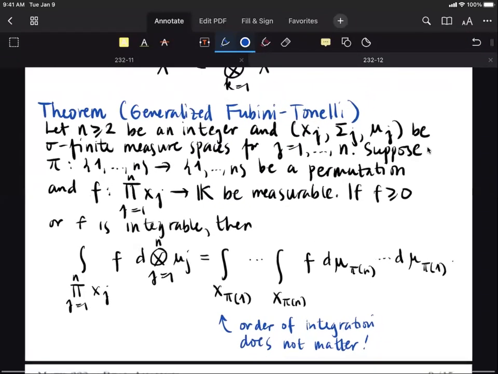Okay, so one can, of course, establish this via induction and the Fubini-Tonelli theorem for two measure spaces. And that's it for this section. In the next series of lectures, we will discuss integration through image measures and also the change of variables formula. See you then.